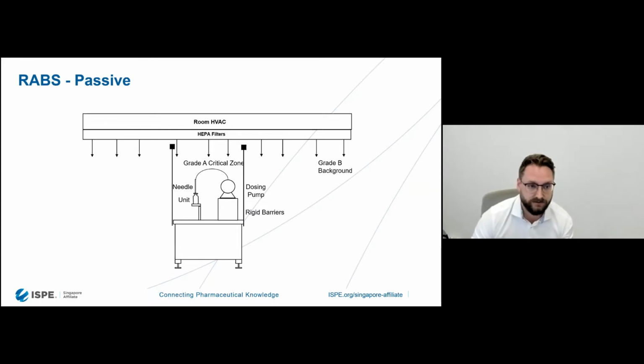So we added the doors. The doors are closer to the machine parts. So the critical zone is smaller. So for a RABS line, when we look at the interventions, same as we did for the conventional clean room, there's much more control over how an operator can impact the line.